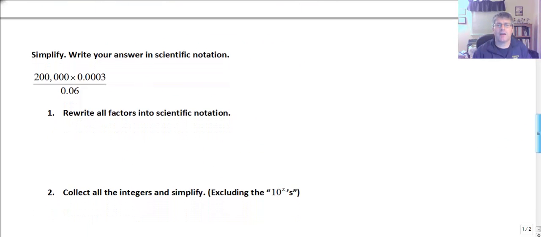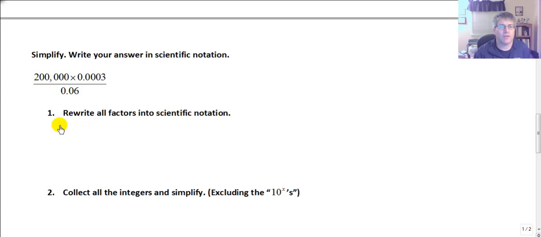Let's take a look at a different kind of problem that you'll see in your exercises here. A little bit higher level application of scientific notation. We want to simplify this number. We want to write our answer in scientific notation, but we want to do this without using a calculator. So the first thing we want to do is rewrite all the factors into scientific notation.